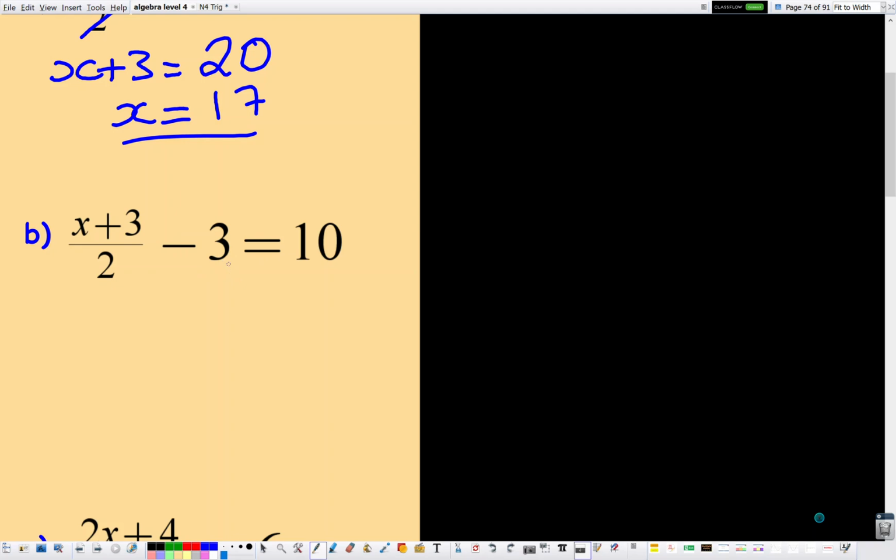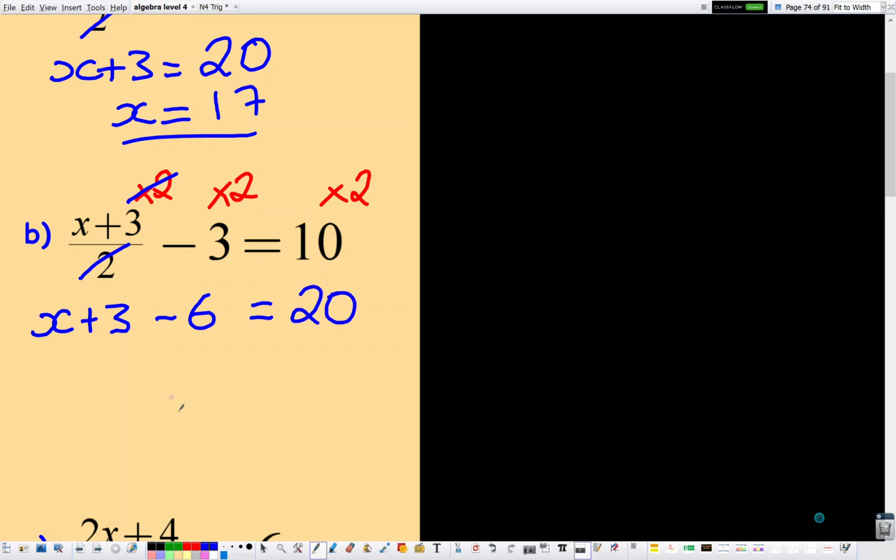Okay, so all I need to remember to do is when I times everything by 2, I need to remember to times this thing by 2 also. So I'm going to times my fraction by 2, that's going to undo that. I'm going to times my minus 3 by 2, and I'm going to times my 10 by 2. Right? So I like to get rid of the fraction first. So that times by 2 cancels with the fraction, just leaves me with x plus 3. Minus 3 times 2 is minus 6. And again, 10 times 2 is 20.